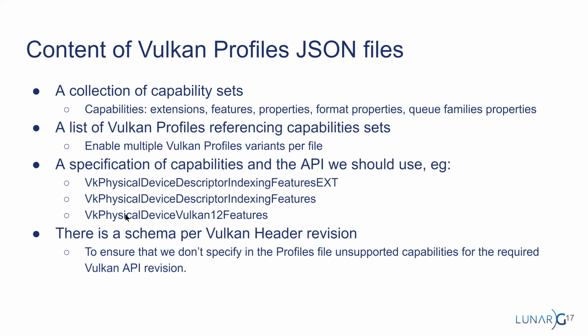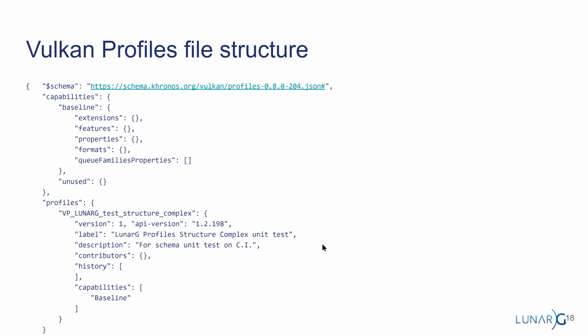So yes, once again, there will be a new schema for every Vulkan header revision. So here is just a file, an example of the structure of a profile file. On top there is a reference to a specific schema, and we have the two parts I was saying. First is the capabilities, and then there is a profile.